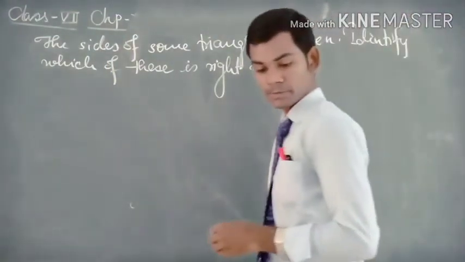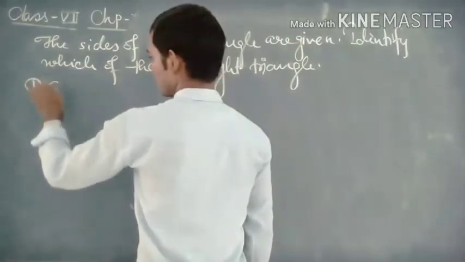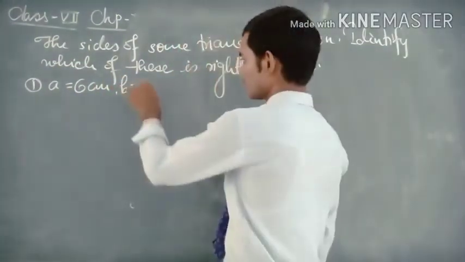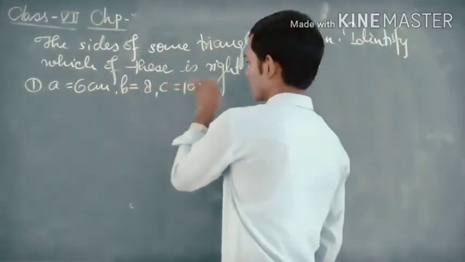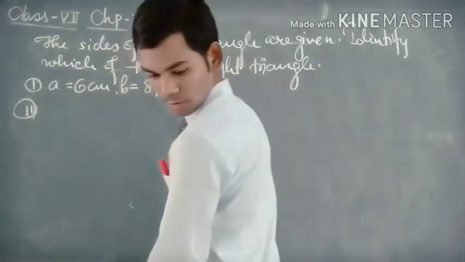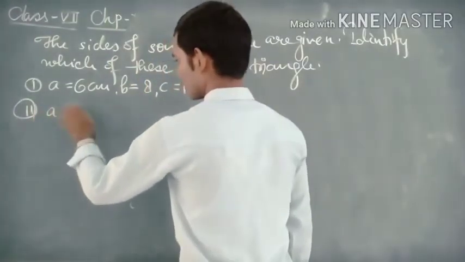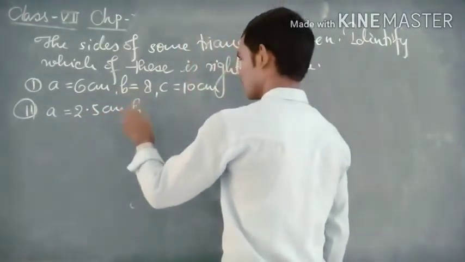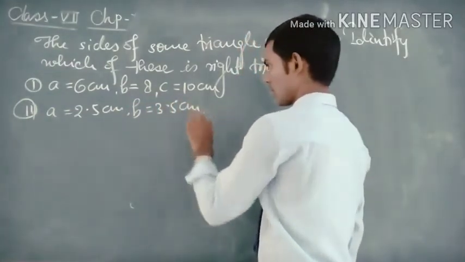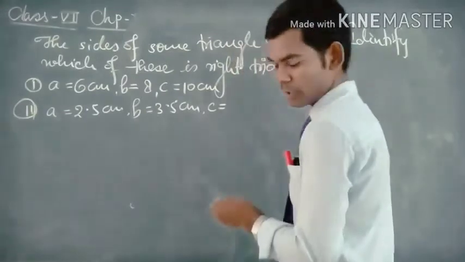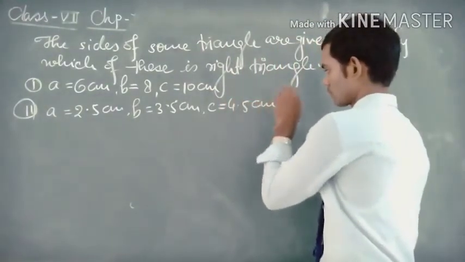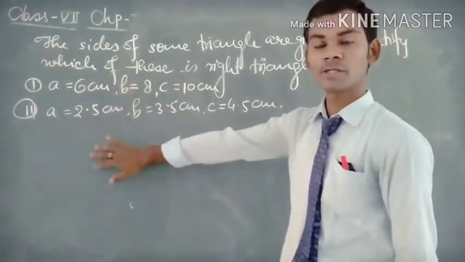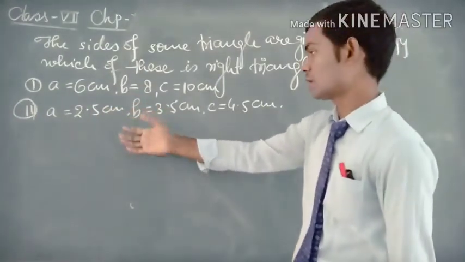So let's start. Here given, first, A is equal to 6 centimeters, B is equal to 8 centimeters, and C is equal to 10 centimeters. The second is A is equal to 2.5 centimeters, B is equal to 3.5 centimeters, and C is equal to 4.5 centimeters. So first of all, let's check with these two sets. After that, we shall solve the others.